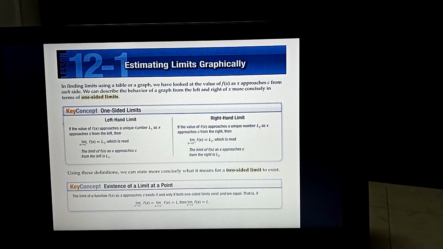So the definition of the limit is: I will study whether the function has a limit from the left, and whether the function has a limit from the right. After that, if the limit from the left is equal to the limit from the right, then I can say that the function has a limit as x approaches c, which is equal to L.